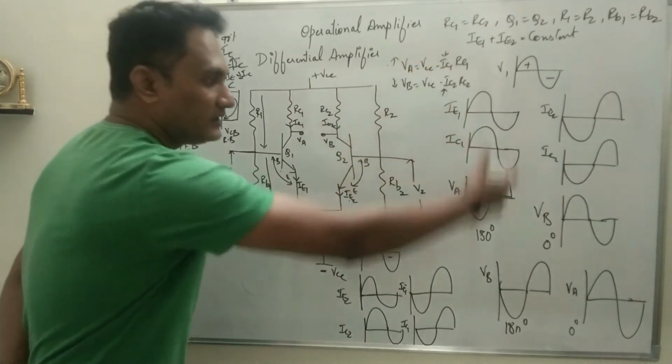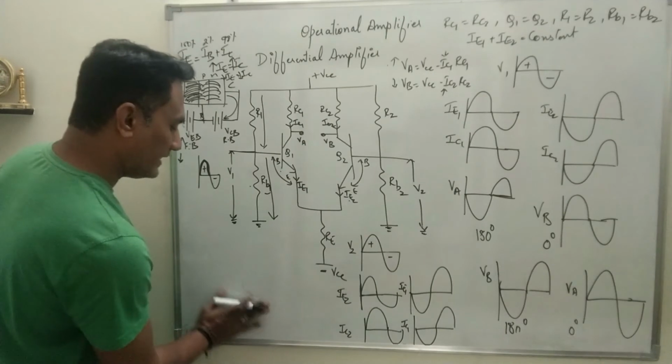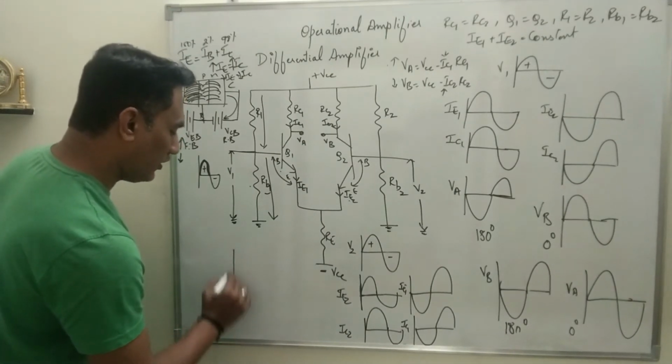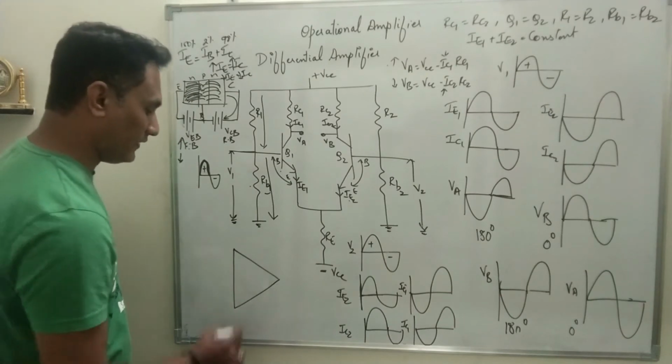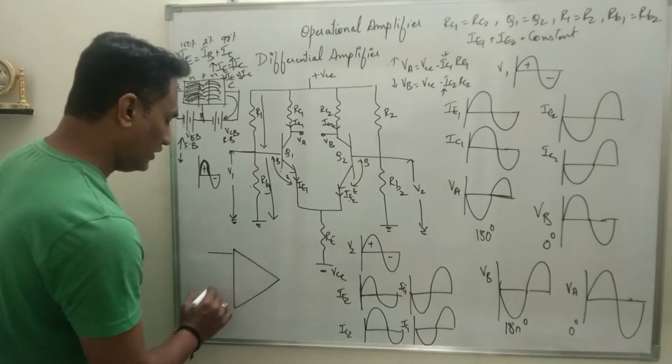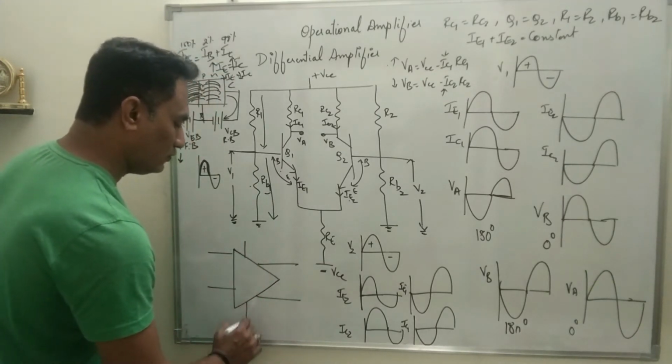Now by all this study, we can conclude and design the symbolic representation of the differential amplifier. The differential amplifier has 2 inputs, 2 outputs and 2 power supplies.